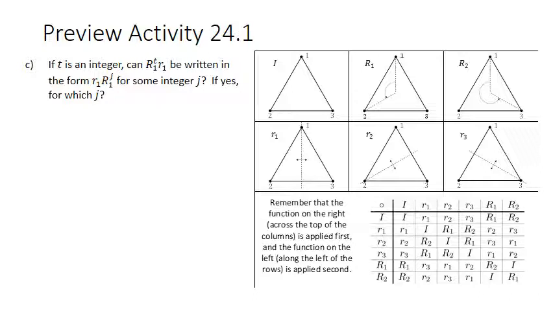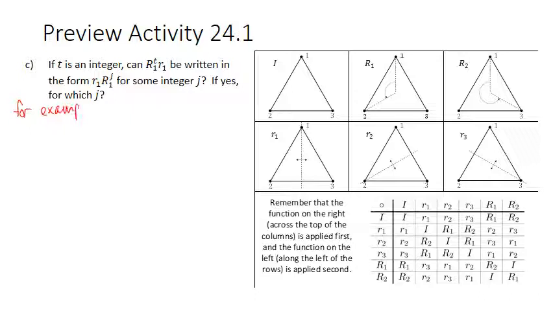Okay, so now let's look at part C. If t is an integer, can big R1 to the t, little r1, be written in the form little r1, big R1 to the j for some integer j? If yes, for which j? So this is an interesting question. It's basically asking if you reflect first and then rotate a bunch, can you achieve the same effect by rotating a bunch and then reflecting? Well, yeah, of course you can. You just have to work out how to do it. So let's try maybe doing an example.